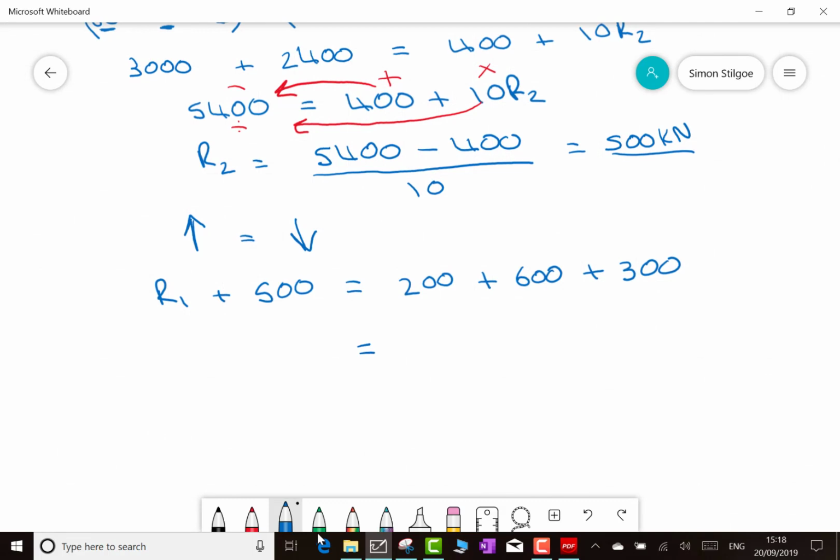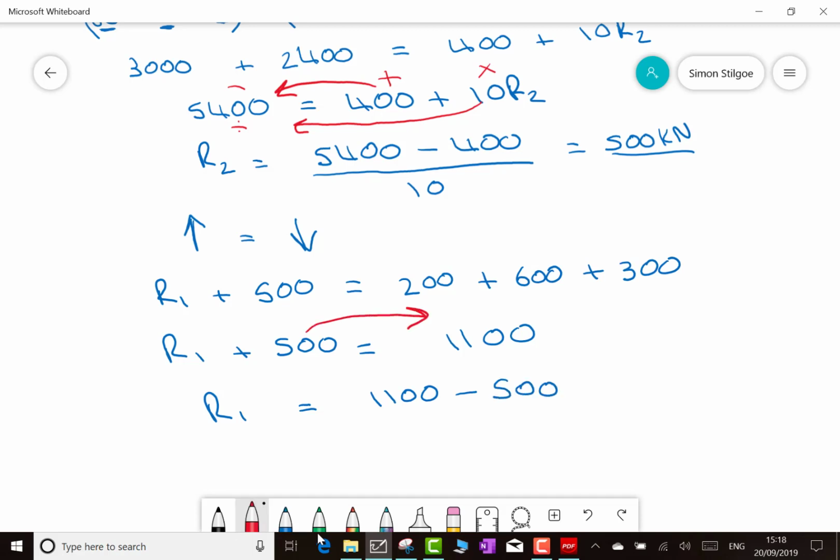We can simplify this down as 200 plus 600 is 800, and 800 plus 300 is 1100. We can now find out that R1 would be equal to 1100 minus 500, because once again, if we take that 500 over there, it goes from our plus sign here to a negative sign over here. So 1100 minus 500 gives me an R1 reaction force of 600 kilonewtons. So now we've got both of our reaction forces of 500 and 600 kilonewtons respectively.